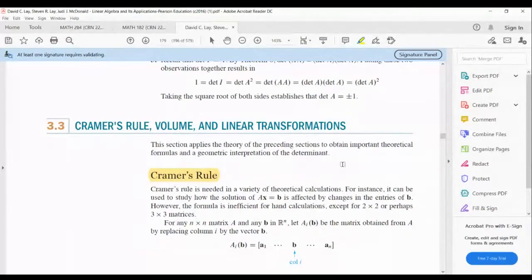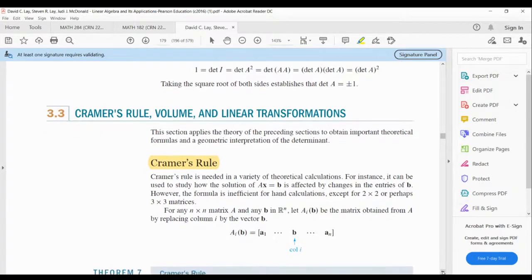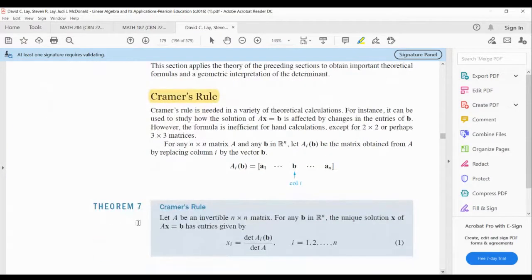Cramer's rule is needed in a variety of theoretical calculations. For instance, it can be used to study how the solution of AX equals B is affected by changes in the entries of the vector B. And you had a problem like that in your past homework, when you had a matrix A that was essentially almost non-invertible. You saw that in that situation, when you have a high condition number, that can greatly affect the solutions if you alter that constant vector B even just a little bit. But what we want to do is show Cramer's rule here.